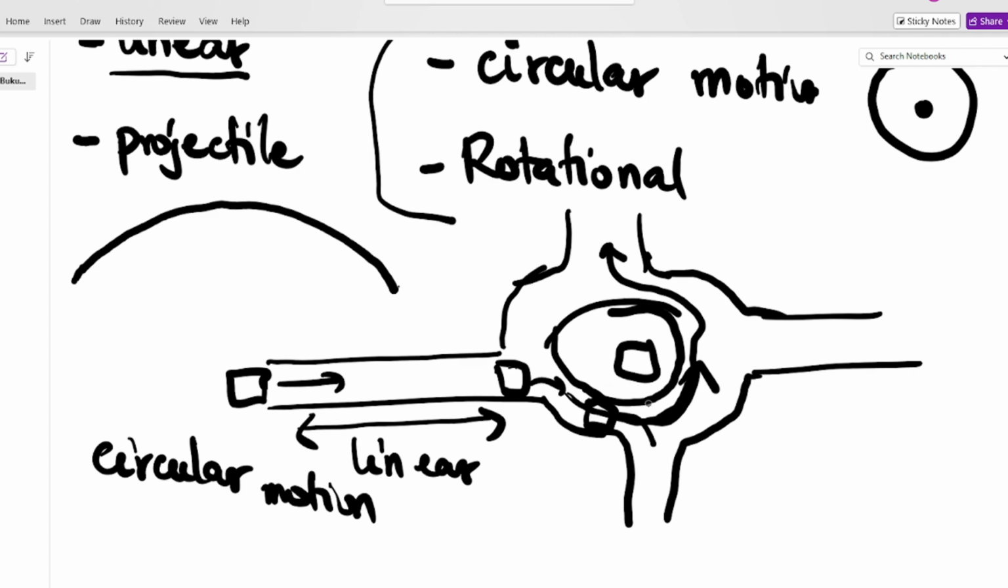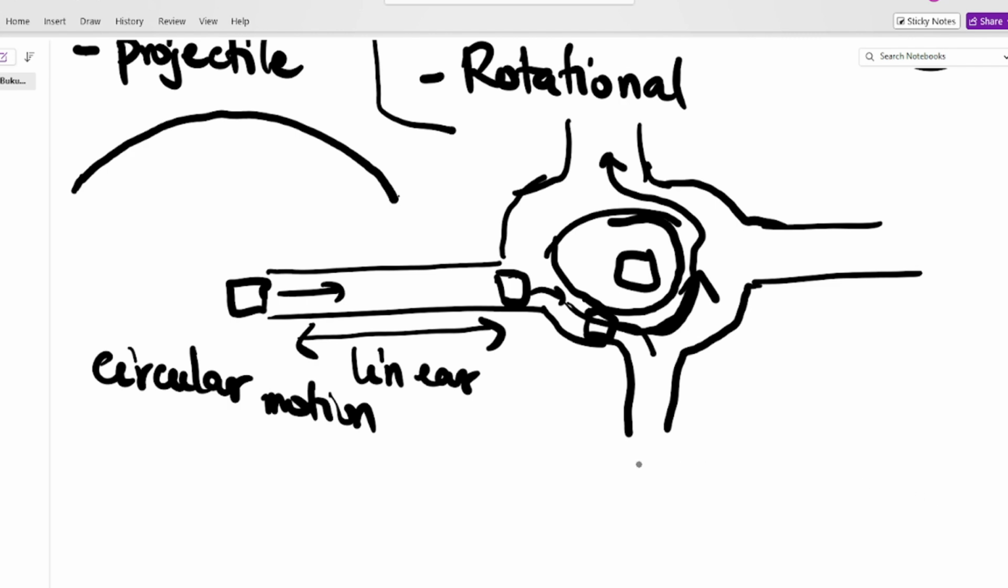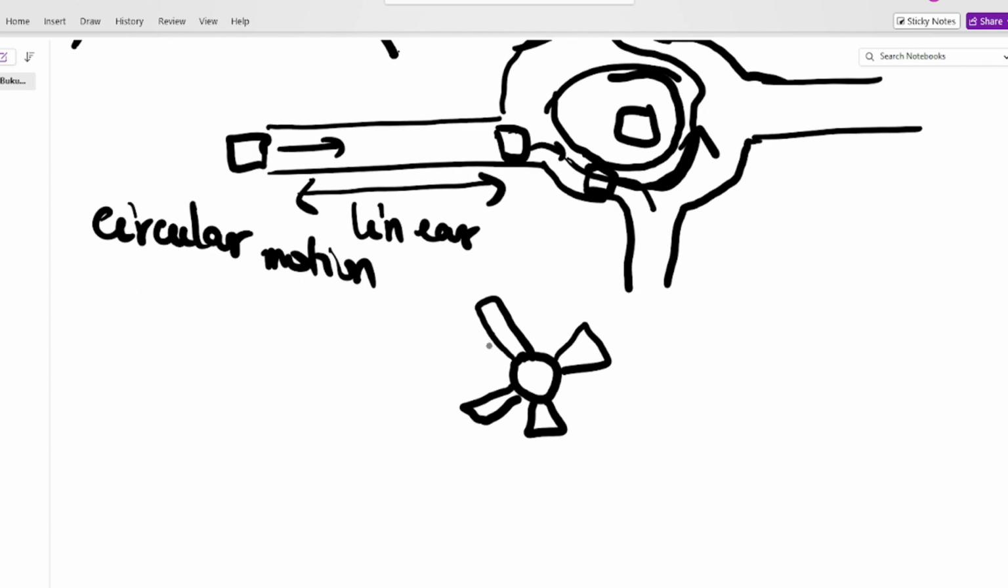But if what you are turning about is inside the body itself, then it becomes a rotational motion. So let's say you are spinning something, like the ceiling fan. The ceiling fan has the center here and the blades are here. The ceiling fan usually turns around itself.